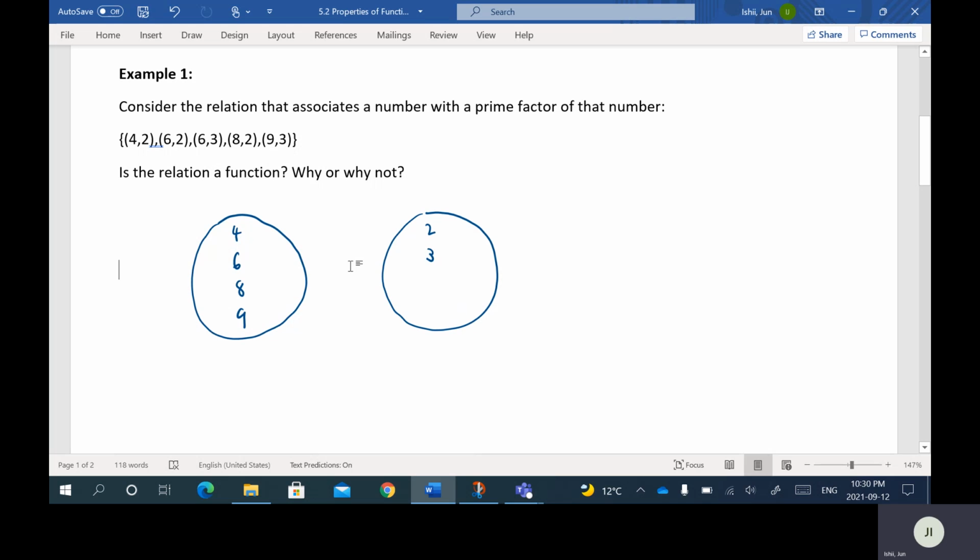Okay, so if I map this over, the 4 matches up with the 2, the 6 matches up with the 2, and the 6 also matches up with the 3. At this point, what you'll notice is that the 6 here gets mapped to two different outputs. So if you have an element in your domain, in the first set, that gets mapped to 2 elements in the output, then this would mean that it's not a function.